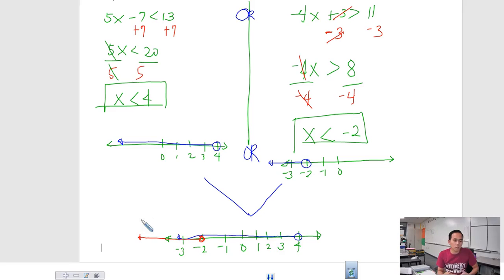So the solution is x is less than 4, which is the set of all real numbers less than 4. As you can see, it included everything from 4 going to the left, including the negative 2. Therefore, the solution is x is less than 4. Again, that is the set of all real numbers less than 4.